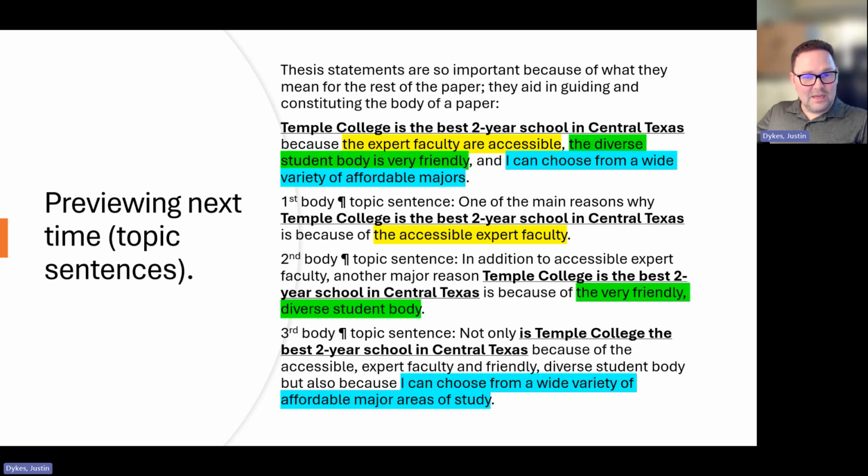Okay, that'll do it for today. Once again, next class we'll be talking about topic sentences stemming from thesis statements in the body paragraphs of a paper. See you all then.